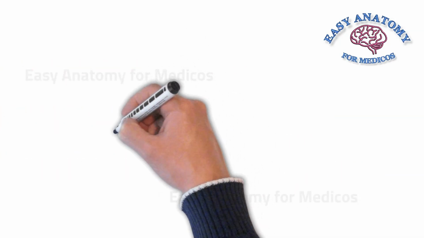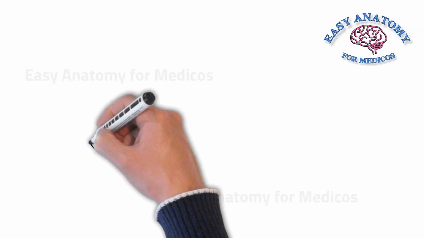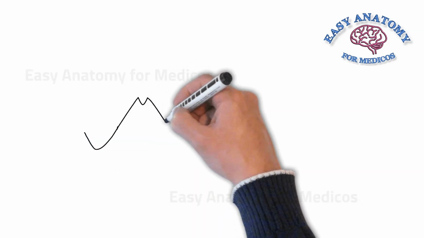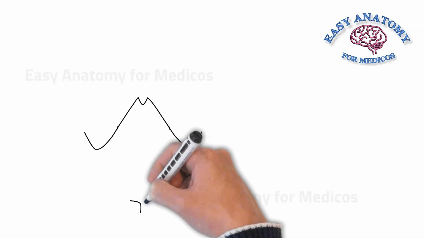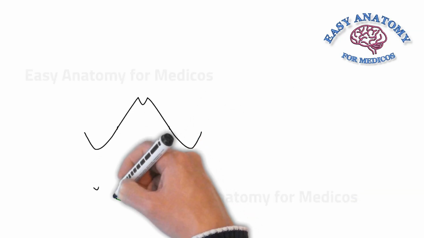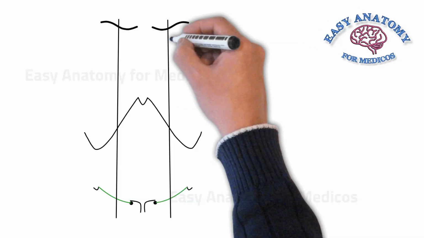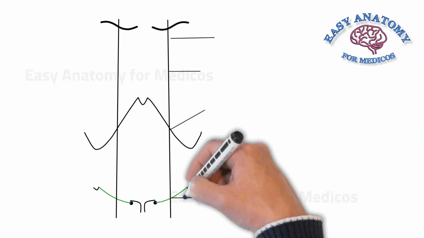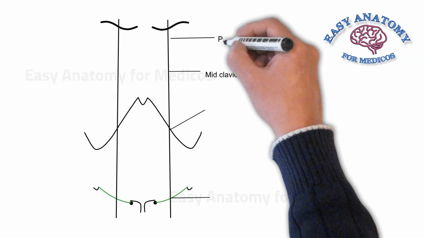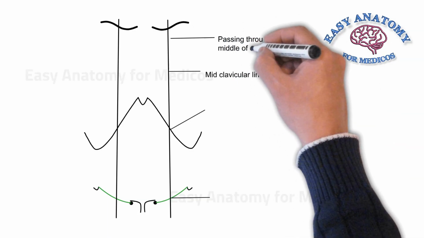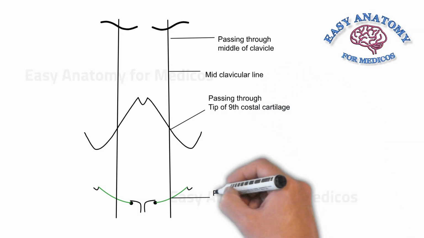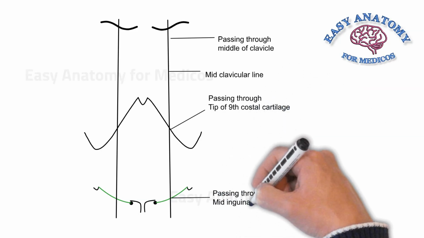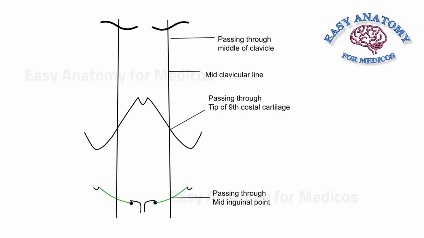Start with xiphoid process and costal margins. Draw pubic symphysis, anterior superior iliac spines, clavicle, and draw vertical planes. These vertical planes are the mid-clavicular line, passing through the middle of the clavicle, passing through the tip of the 9th costal cartilage, and passing through the mid-inguinal point.